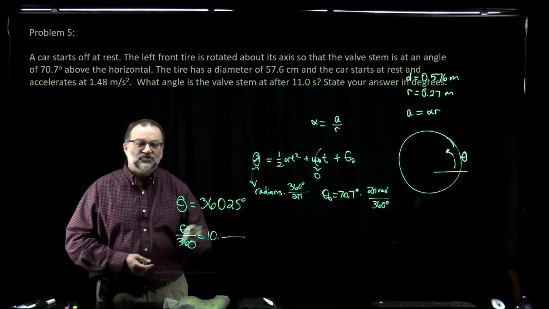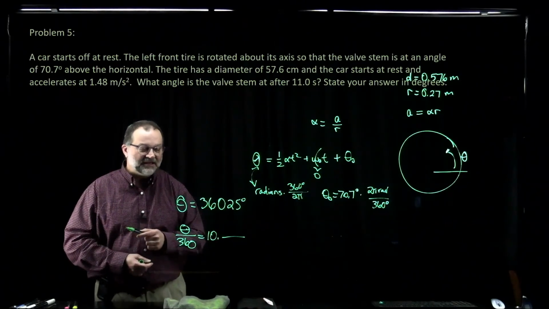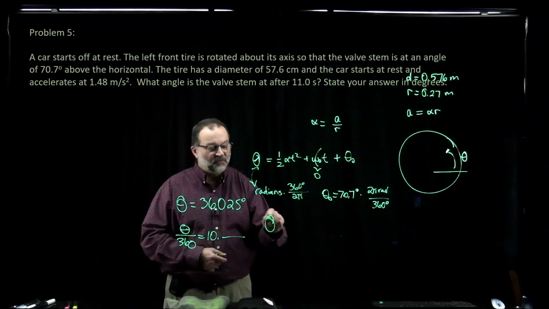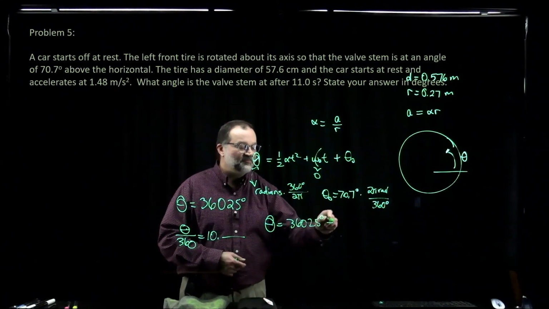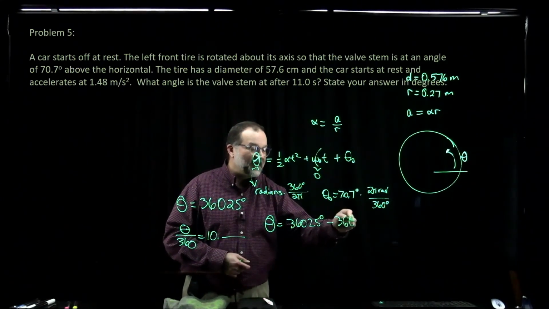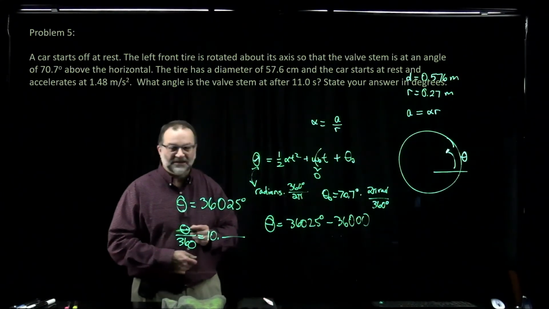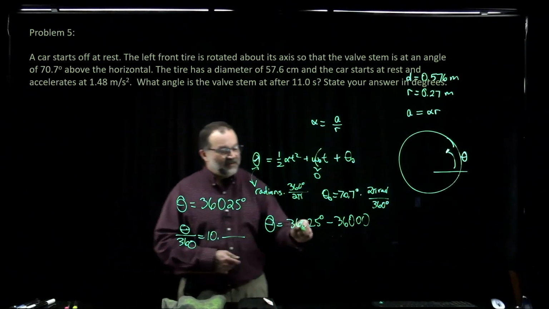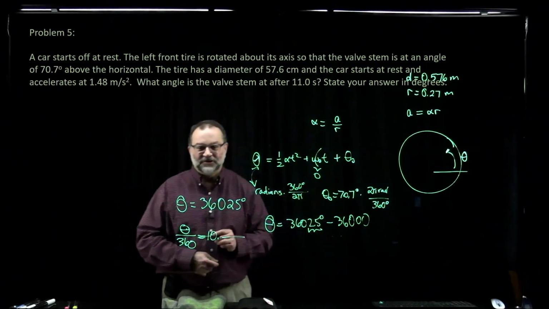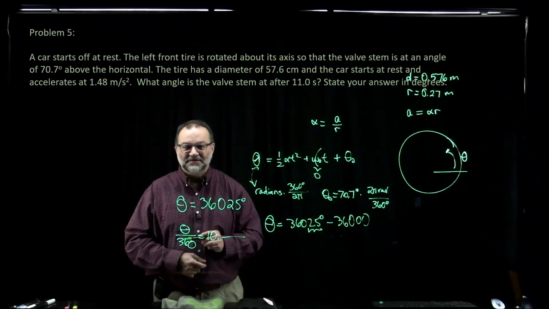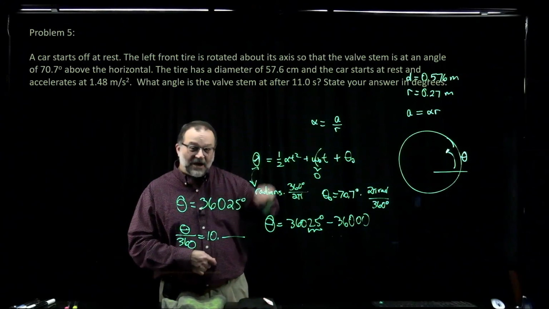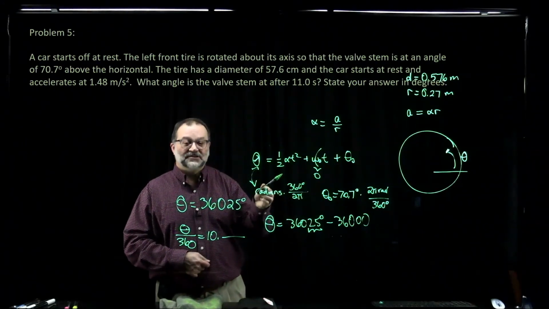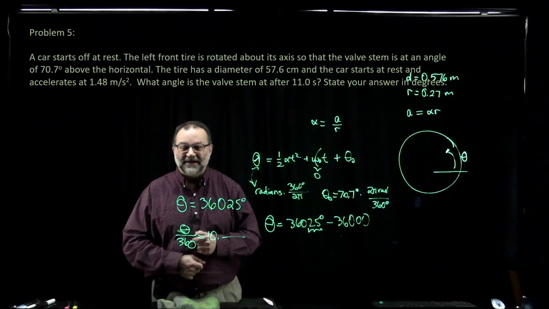Well, I'm going to subtract out all 10 of those rotations. So theta is 36,025 degrees minus 36,000 degrees, those 10 rotations. And now what's left is just that 25 degrees, and that's what I'm after. Where is it? It's at 25 degrees. It's gone around and around and around, and now it's at 25 degrees. And that's how you solve this problem.